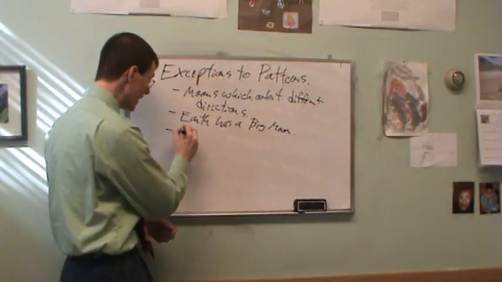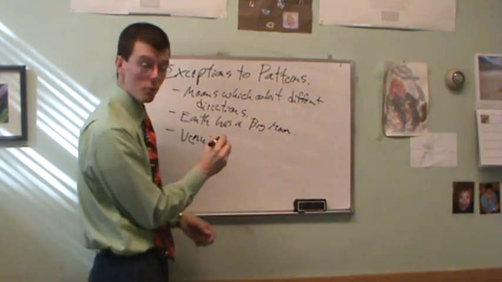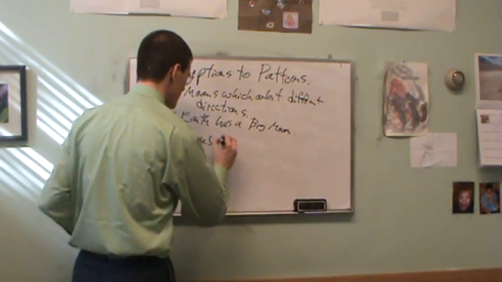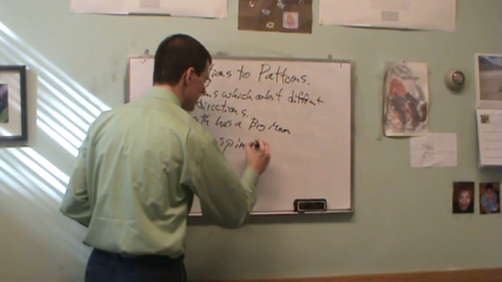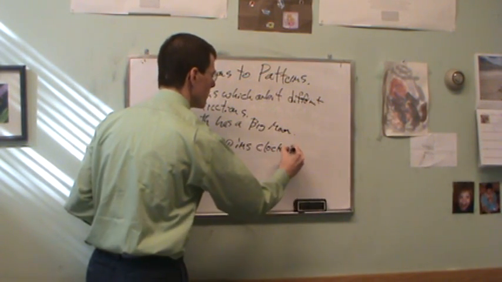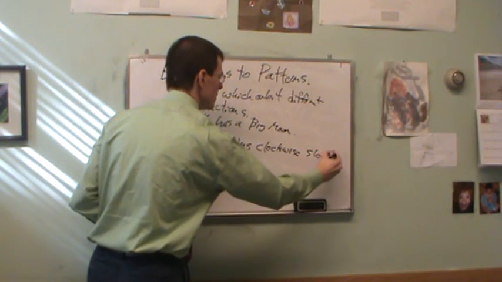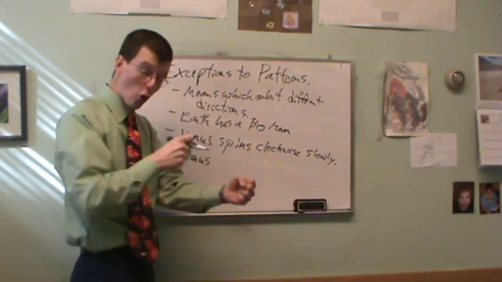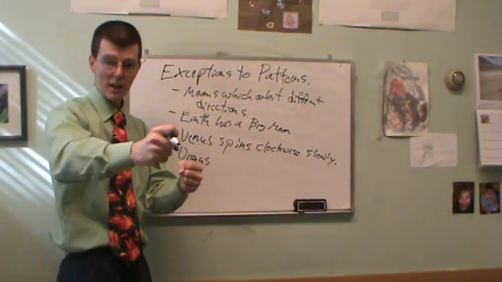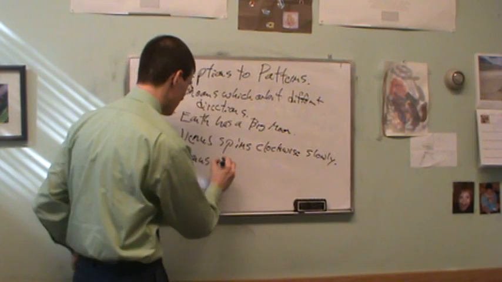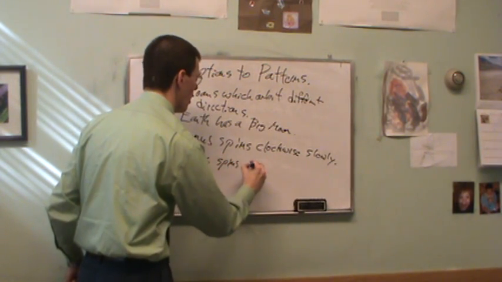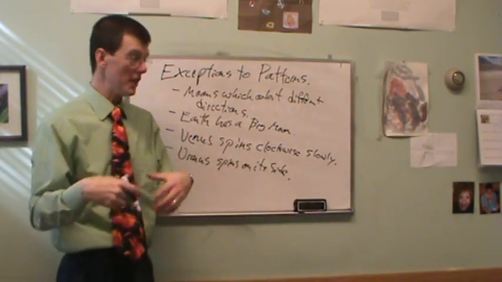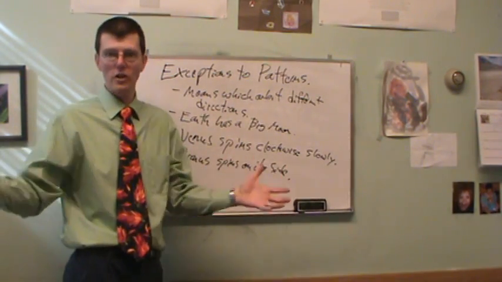Other things: Venus does not spin counterclockwise. It orbits the sun counterclockwise, but it spins clockwise, and very slowly too. Uranus spins on its side. Uranus orbits the sun counterclockwise like everything else, but it spins on its side. So how do we explain these exceptions to the overall general pattern of motion in the solar system?